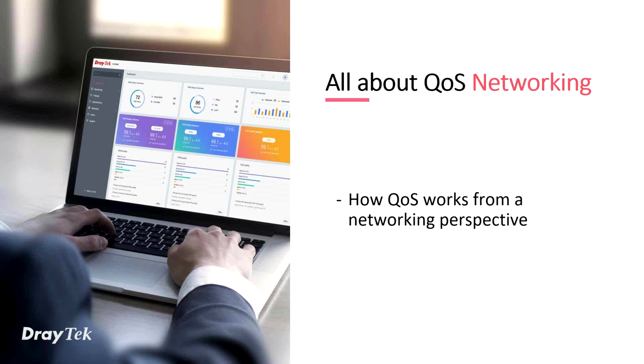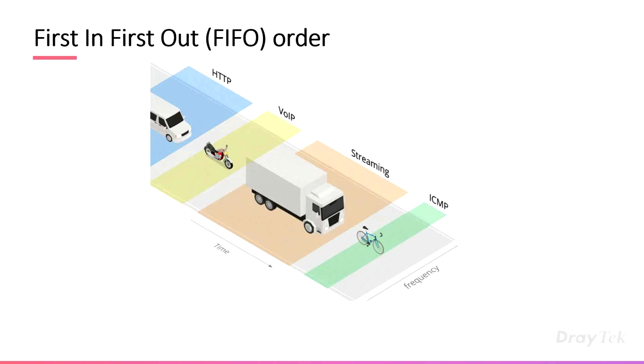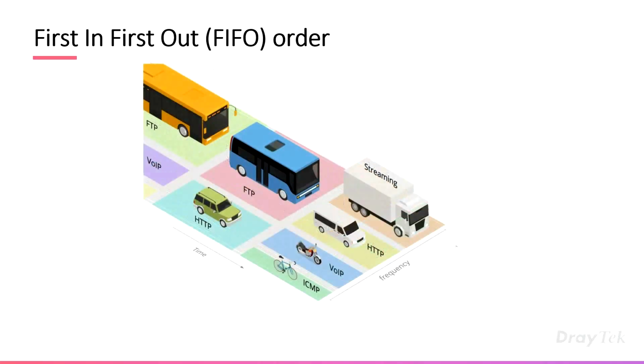And now let's see how quality of service works from a networking perspective. By default, routers handle the data packets following a first in, first out order, also called the best effort. This can create queuing issues across your network where bandwidth is at high use. So QoS solves this by dedicating network resources based on the type of traffic and the device.